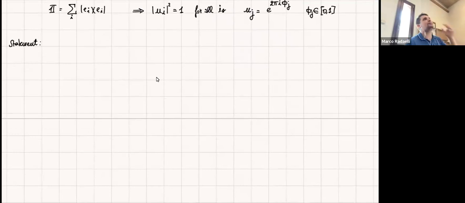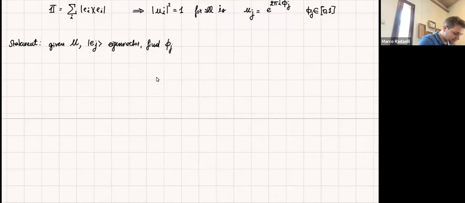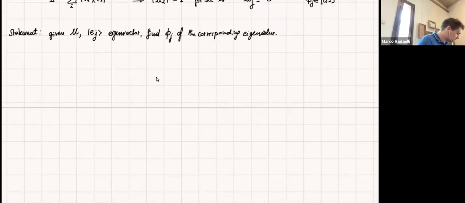Remember, our purpose in the end will be to use this to find how many solutions there are given the oracle. So, given U, the unitary, and one of its eigenvectors, find the phase of the corresponding eigenvalue. It looks like we are going quite far, but we are not actually.